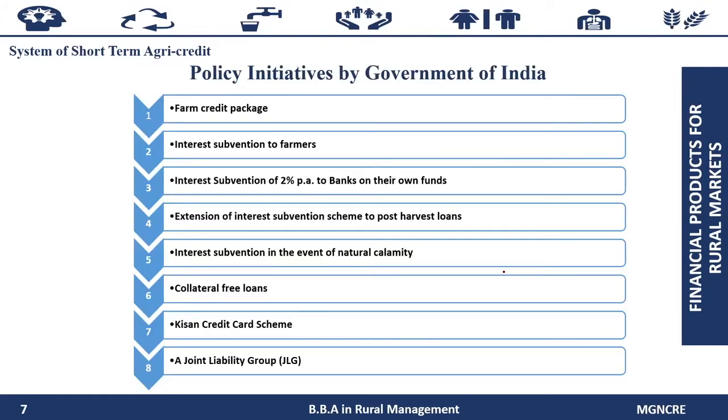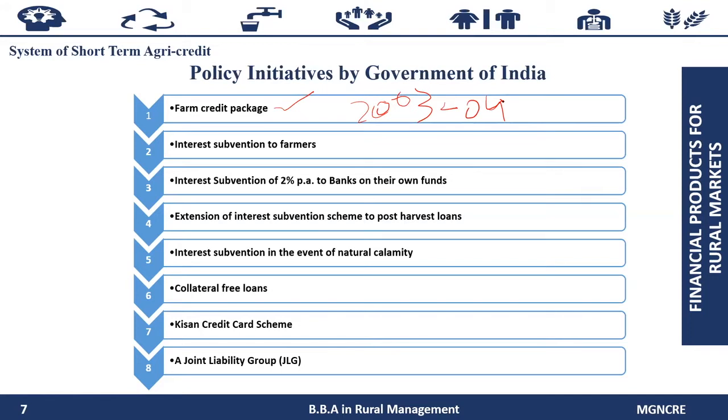Then we'll talk about the policy initiatives taken by the government in India. The first one is the farm credit package. In the farm credit package, in June 2004, the government decided to double the agriculture credit flow in the next 3 years, by referring to 2003-2004 as the base year.